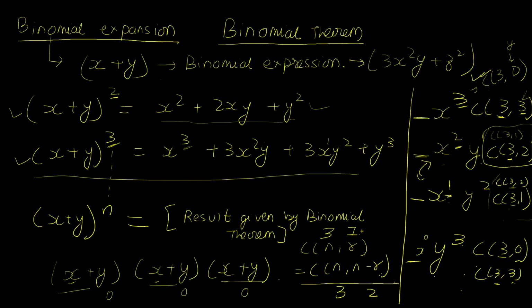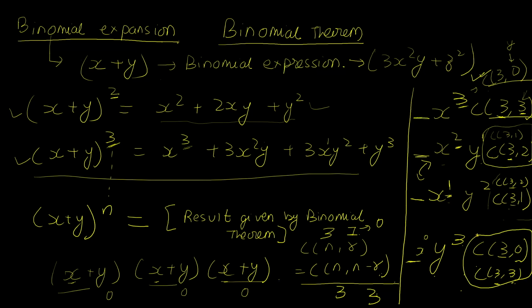And finally, if I were to consider r as 0, C(3,0) would be the same as C(3,3-0), and that would be equal to C(3,3). So C(3,0) is the same as C(3,3). You can also see the same fact here.